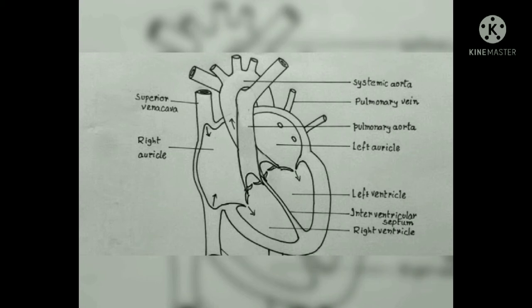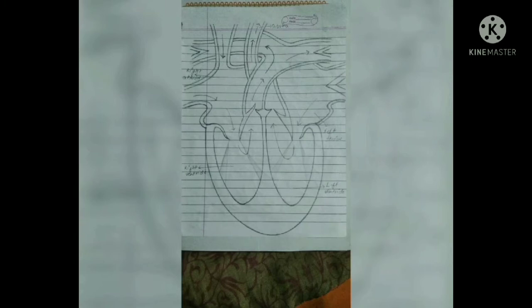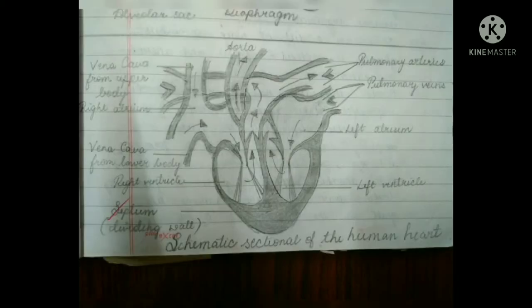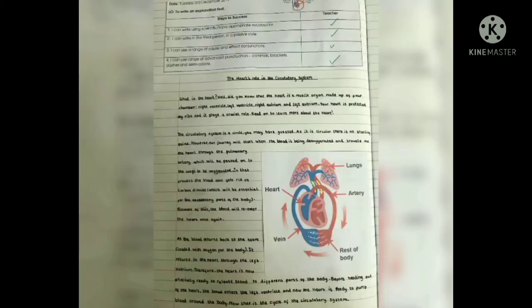The upper chamber is called an auricle, also called an atrium, and the lower chamber is called a ventricle. The two auricles act as receiving chambers for blood entering the heart. The more muscular ventricles pump the blood out of the heart.